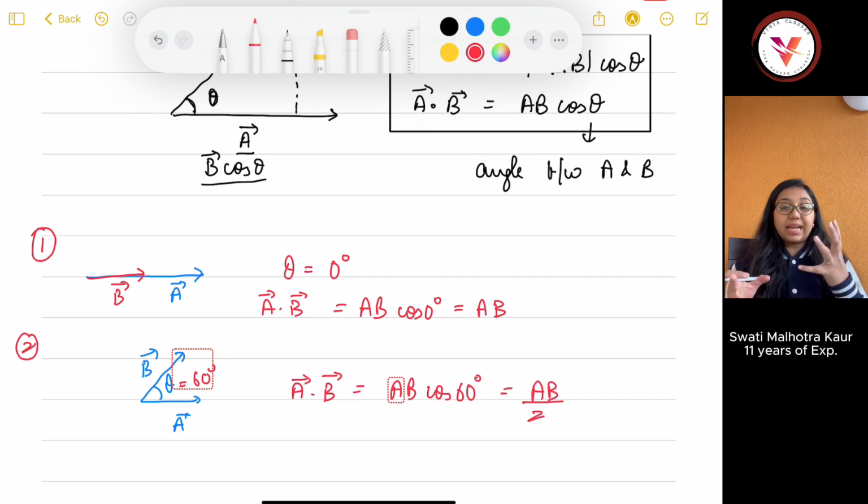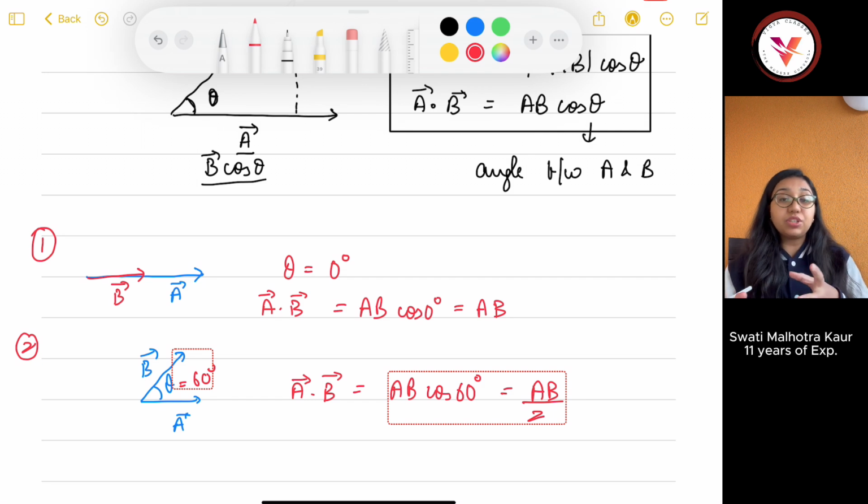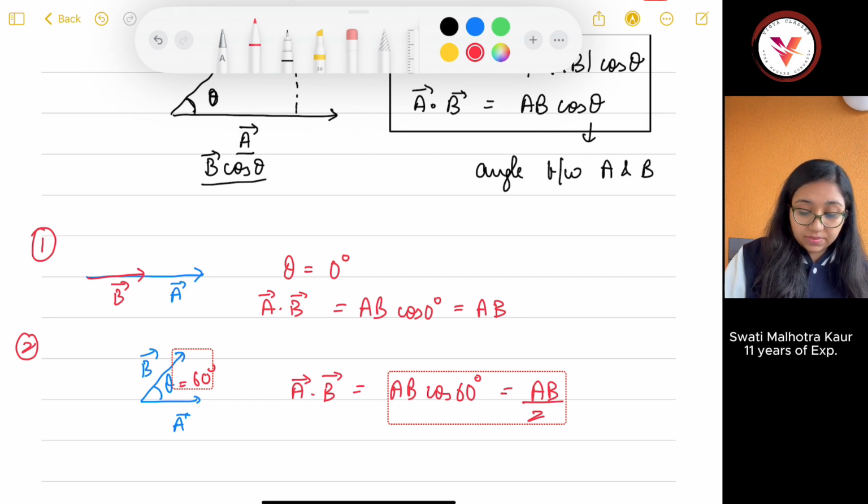So now you can see how the product of vectors, the algebra of vectors, changes because of this angle.